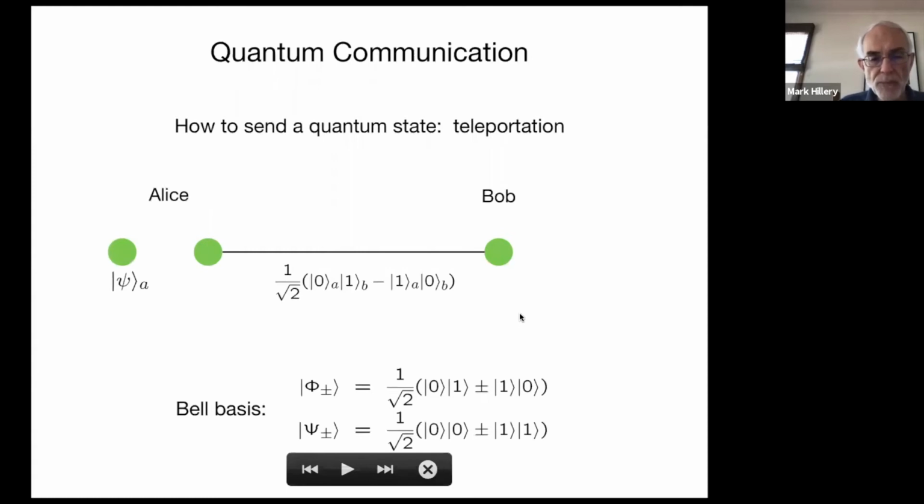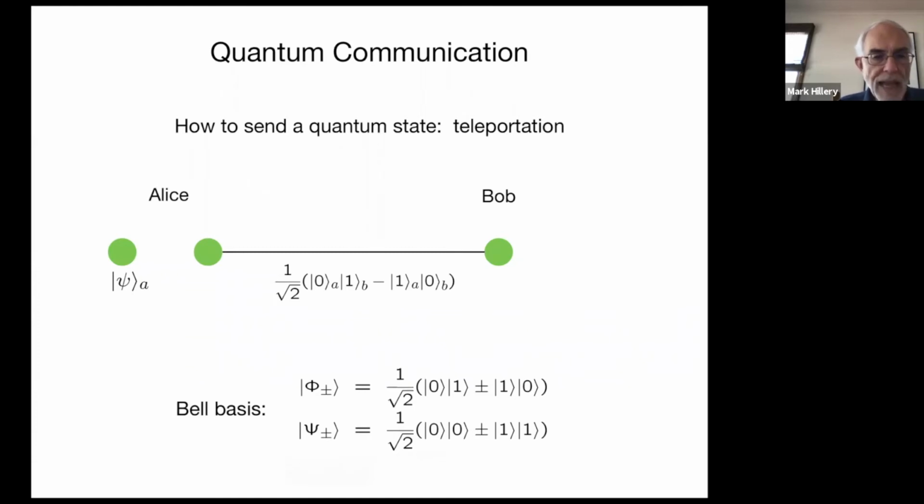Okay, let's talk briefly about quantum communication. This is, for example, why you can think of entanglement as a resource, because it allows you to do some things that you wouldn't otherwise be able to do. In this case, Alice has a qubit, and we're going to call it psi. And then she and Bob share an entangled state. She's got one half of it and Bob's got the other half, and it is our singlet state.